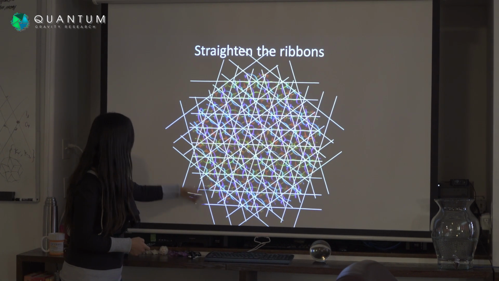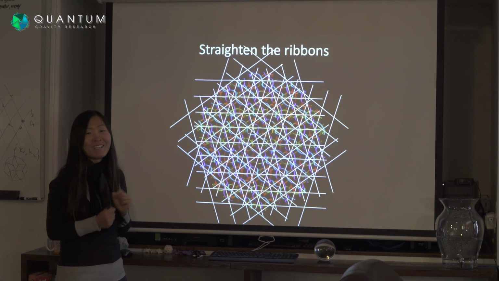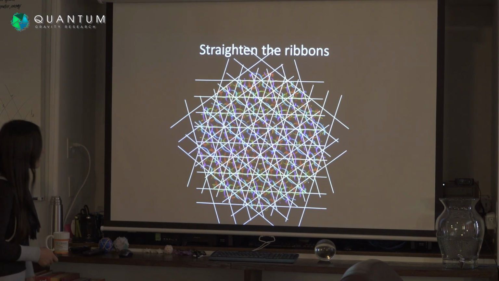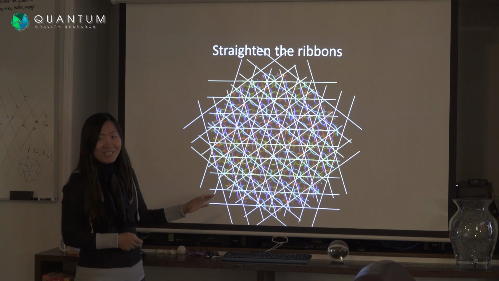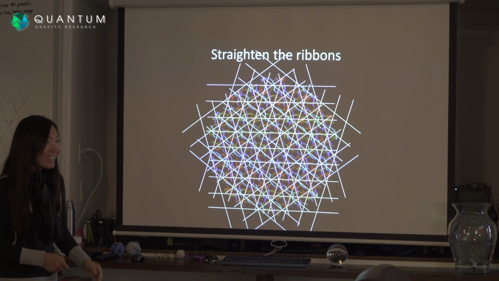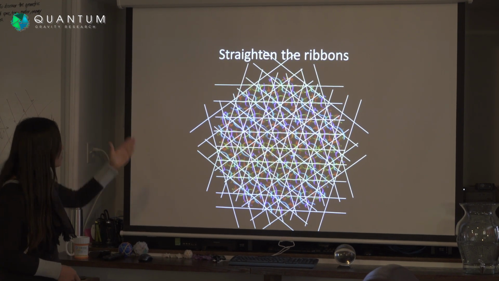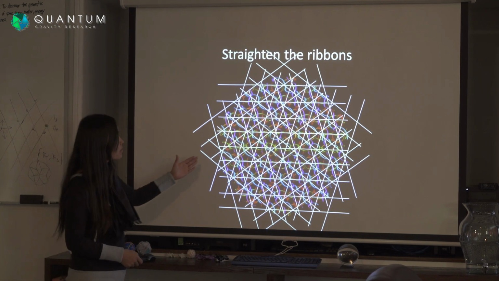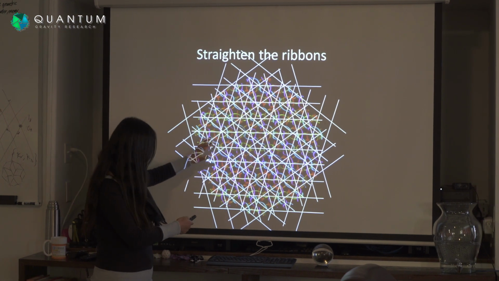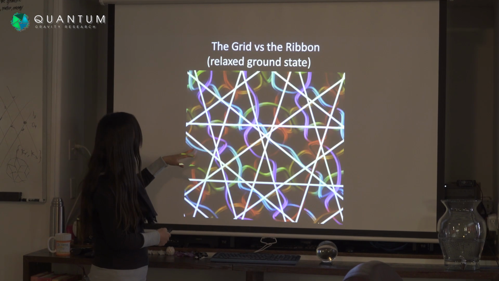You can see? So what is this white thing? The pentagrid. Is that the original? Good. Smart. So we got the pentagrid. So what's the difference between the pentagrid and the ribbons?